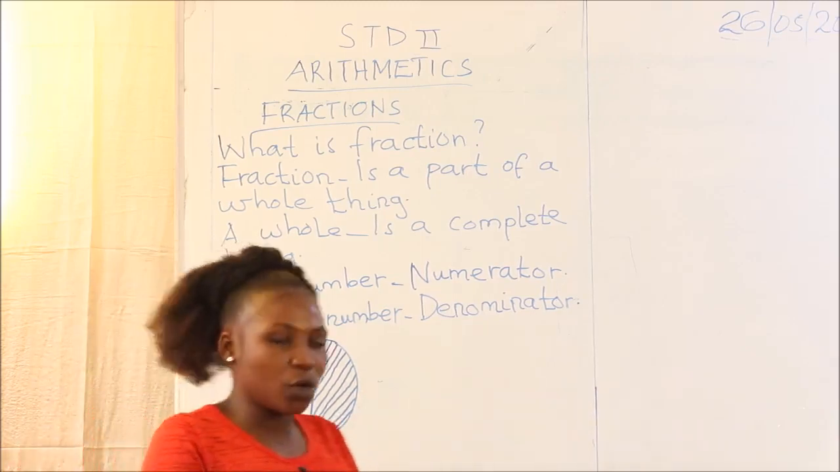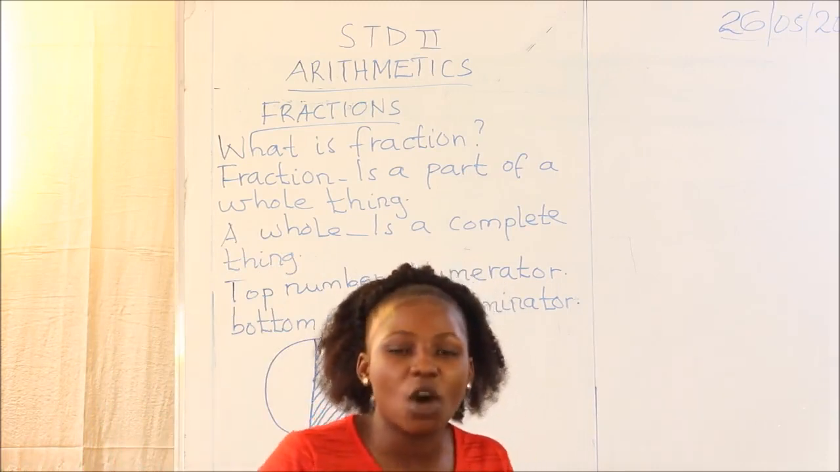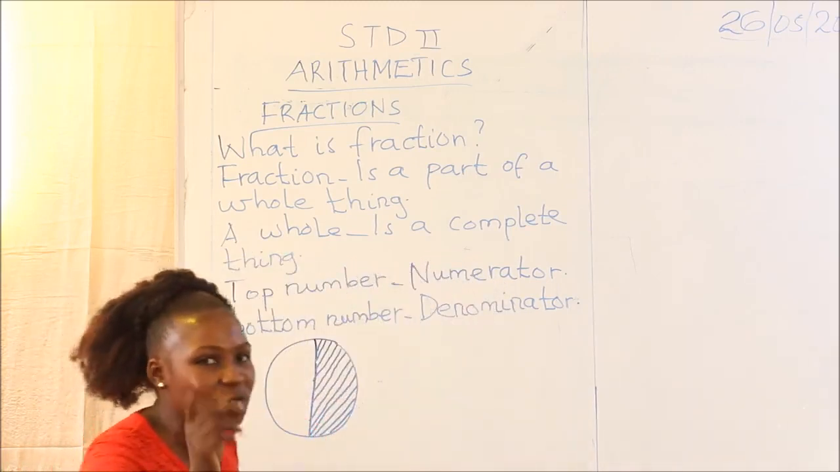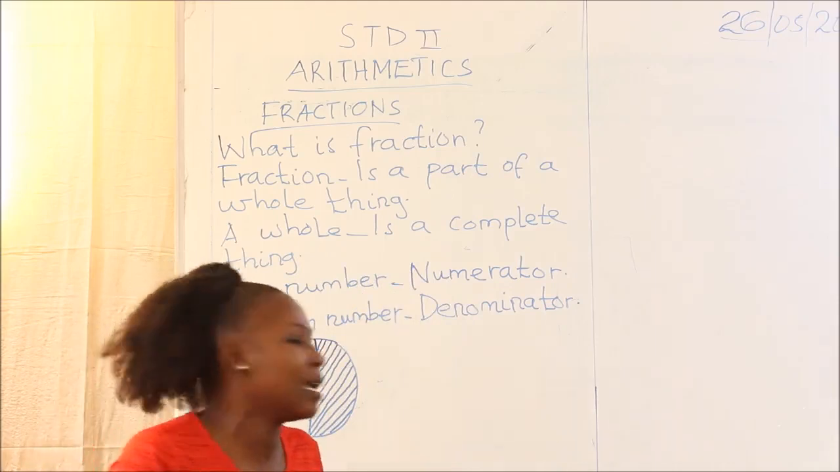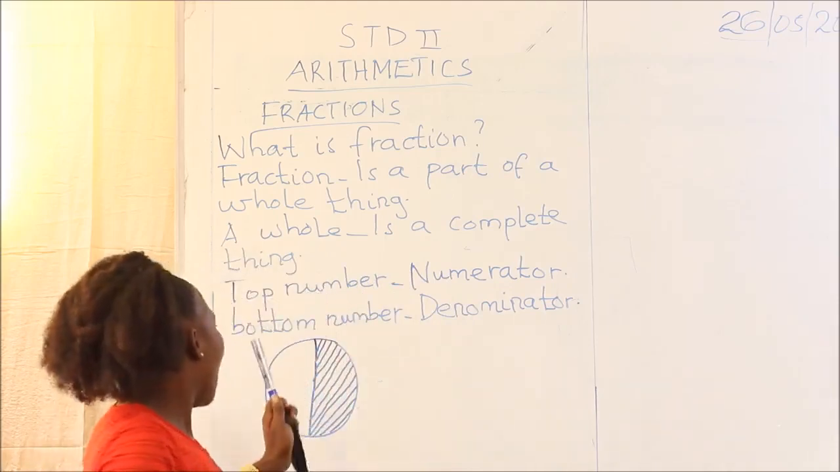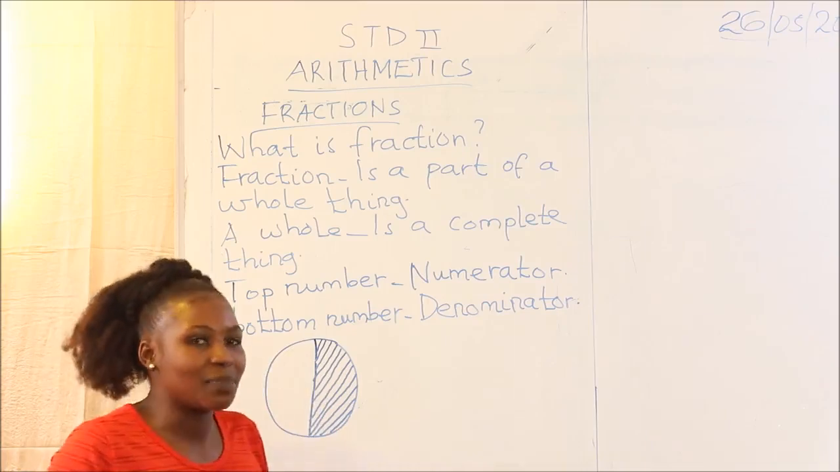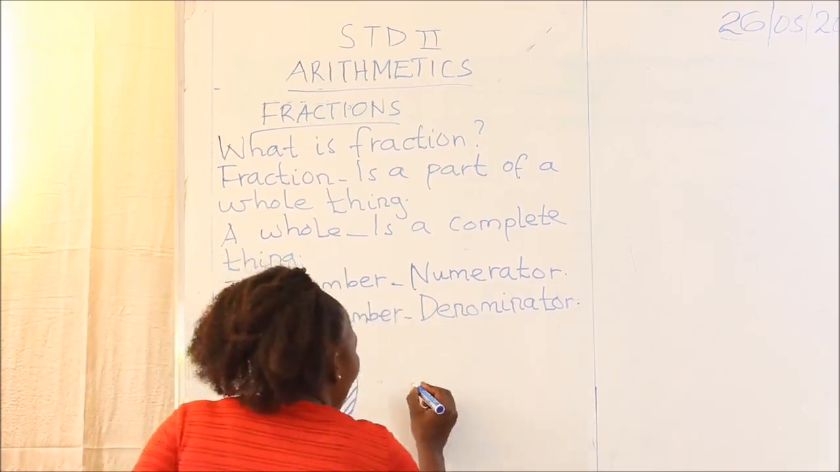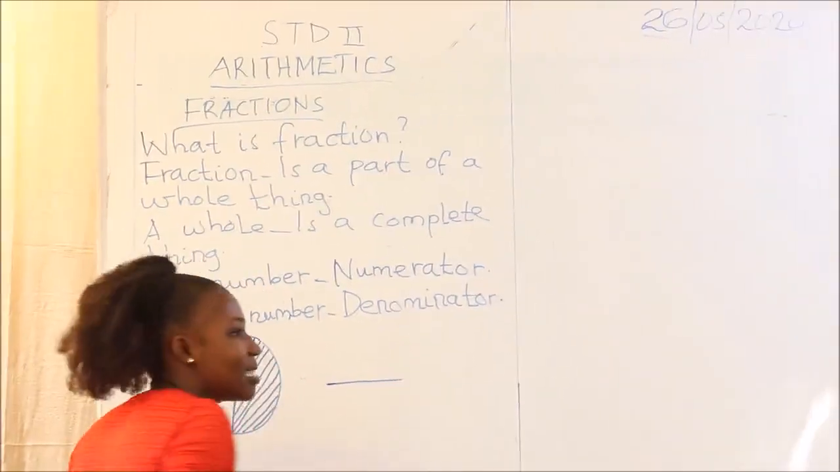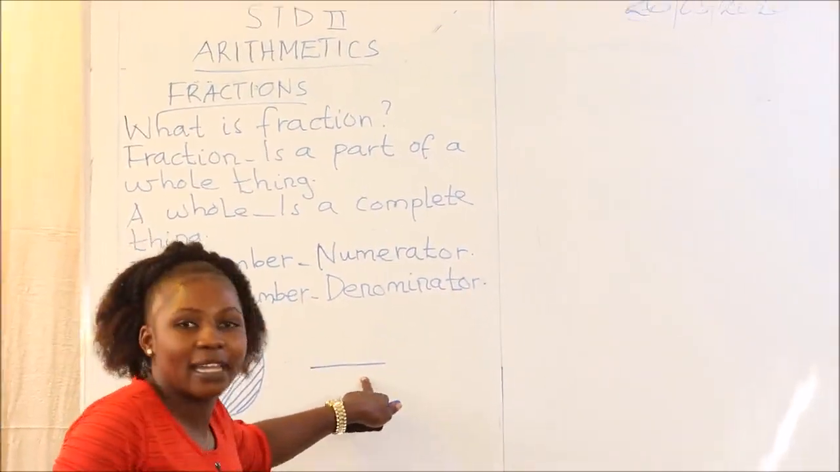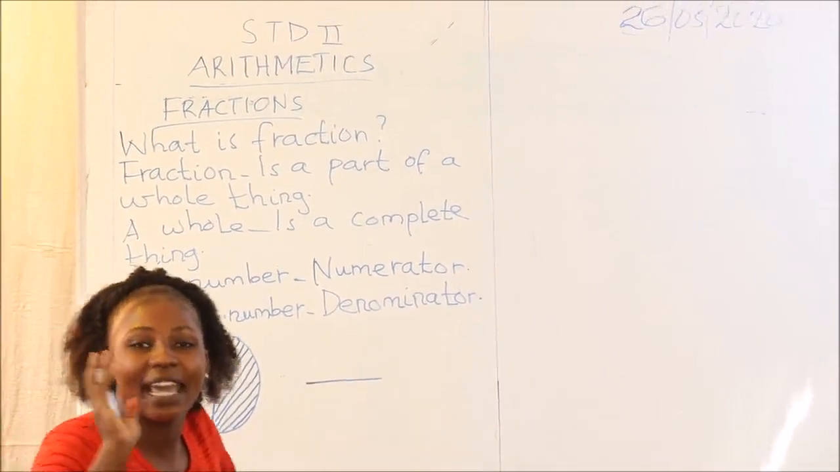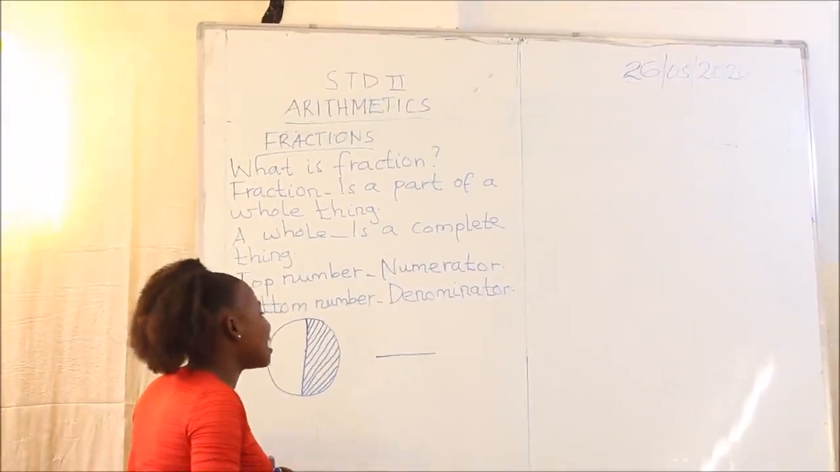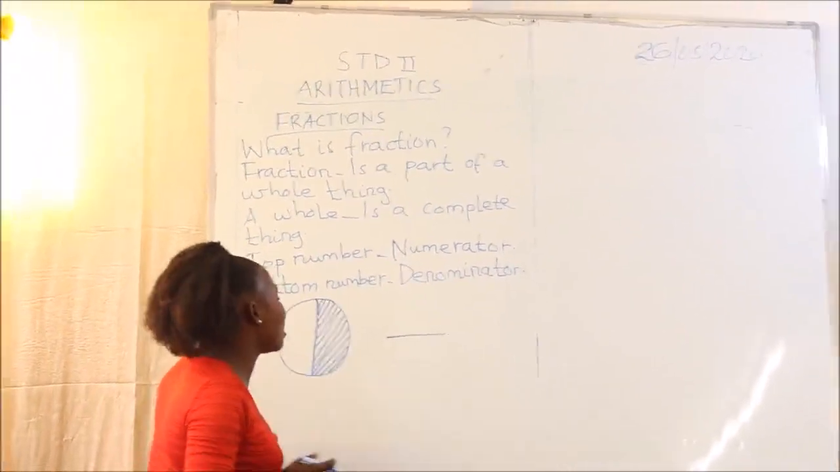So if someone asks you, what is the fraction of the shaded parts, or what is the fraction of the part removed from a whole, you have to ask yourself, how many equal parts did we have before? We had 1, 2 equal parts. But out of those 2, only one part is out. Therefore, you have to draw a line like this. This line separates the top number and the bottom number.